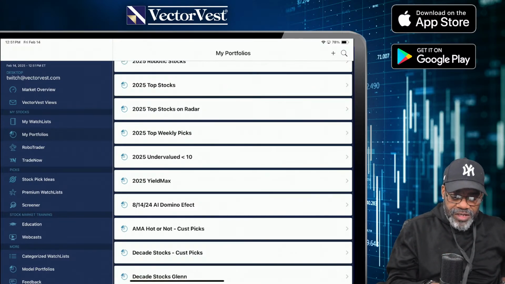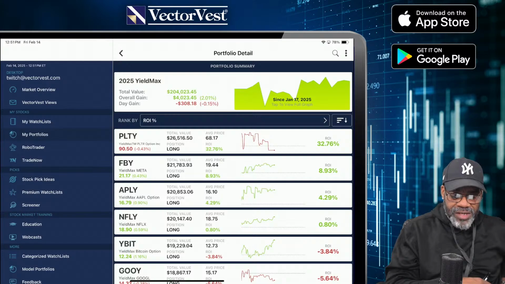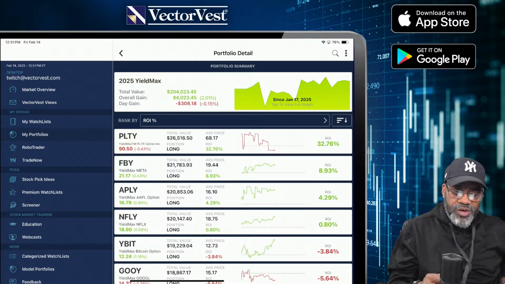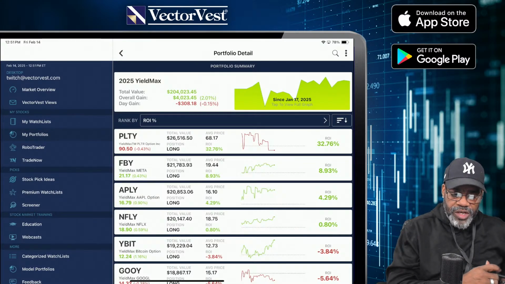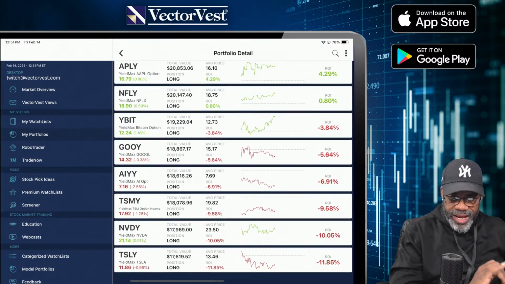All right. Here's my yield max. You talk about yield max, up 2%. Some of these are still missing distributions. I still haven't put all the distributions in here, but 2.1% on the yield max, top 10 that I had.